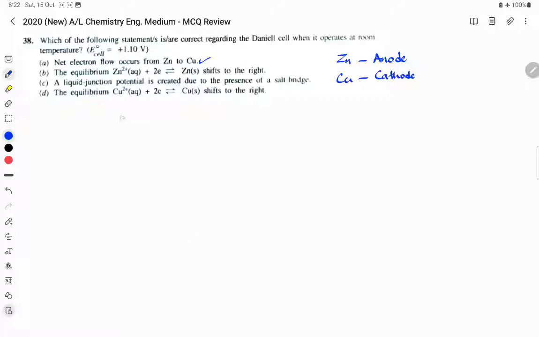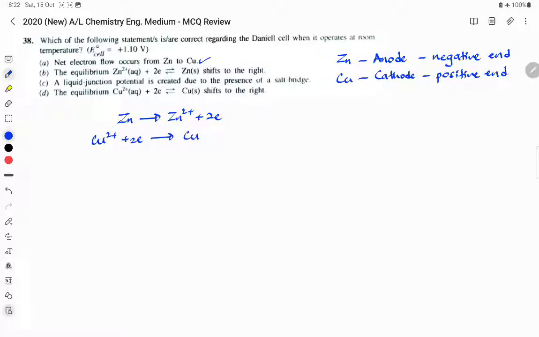So what happens when the cell operates? Zinc goes to zinc 2 plus. That means electrons are released from the anode here. Therefore anode will be the negative end, cathode will be the positive end. Copper 2 plus accepts those 2 electrons to form copper solid. So the cell reaction will be zinc plus copper 2 plus gives zinc 2 plus and copper.